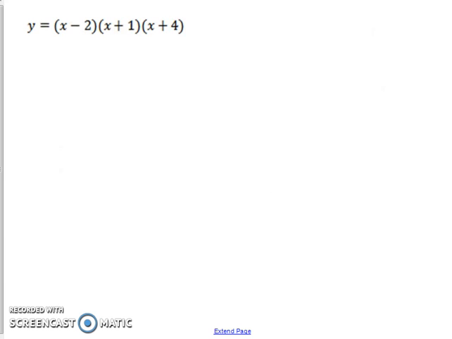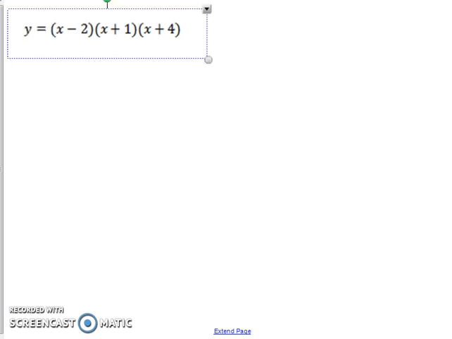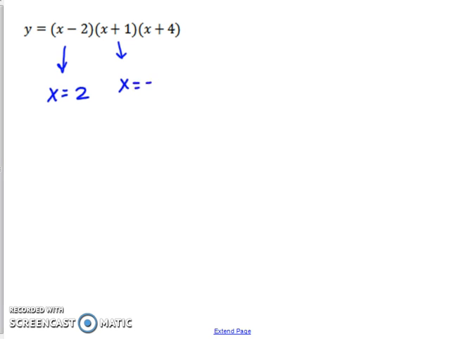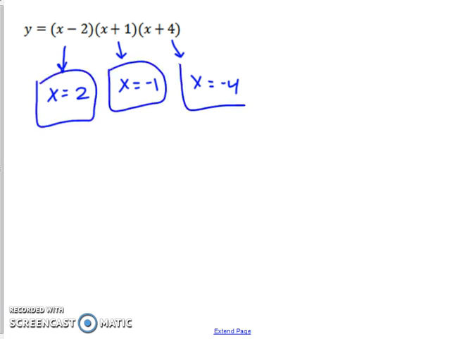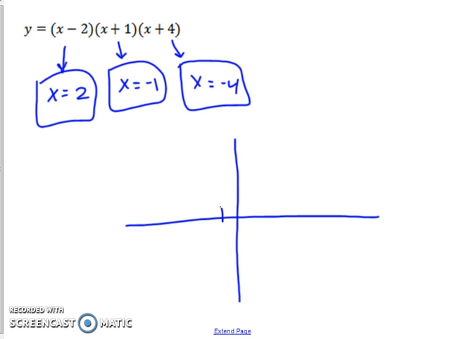So if we look at this example, we can tell what the zeros are going to be. So if we solve x minus 2, if we set that to 0, we get 2. If we set this one to 0, we get negative 1. If we set this one to 0, we get negative 4. So we have our three x-intercepts. So if I go to do a quick sketch of this, I know at negative 4, negative 1, and 2 that there's an x-intercept.